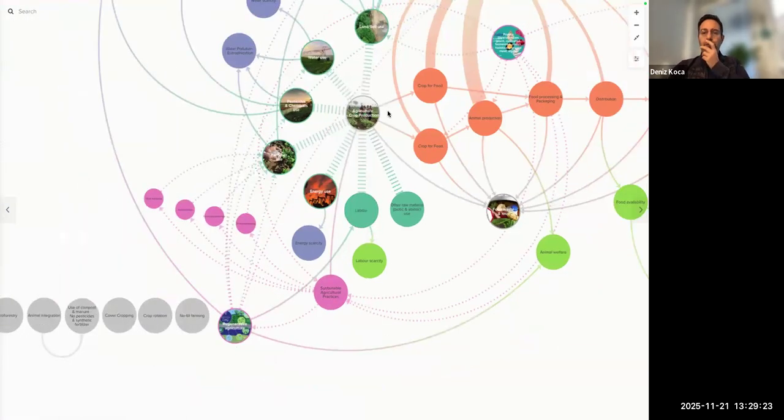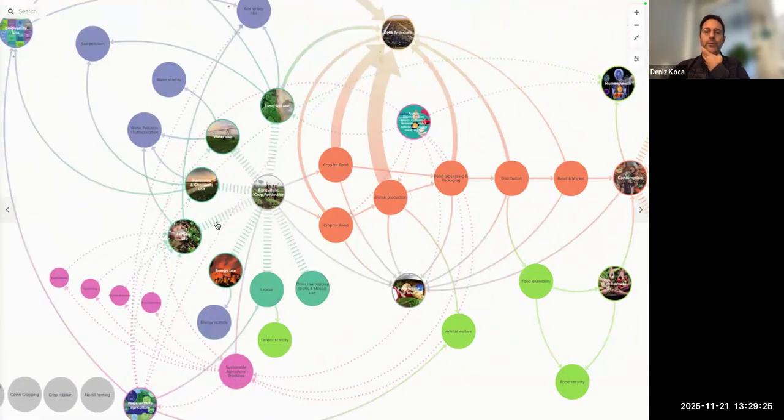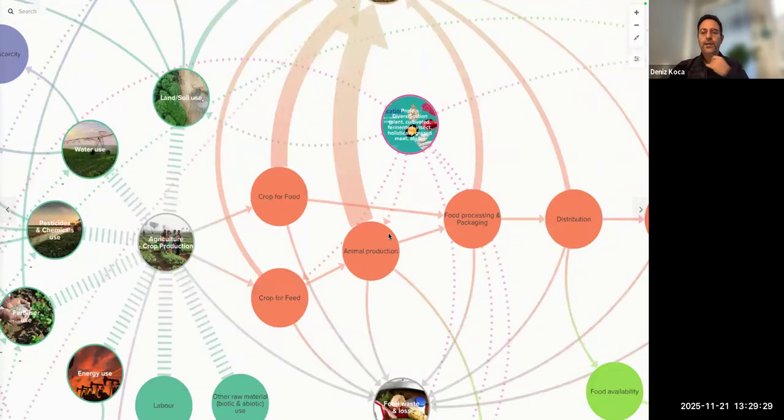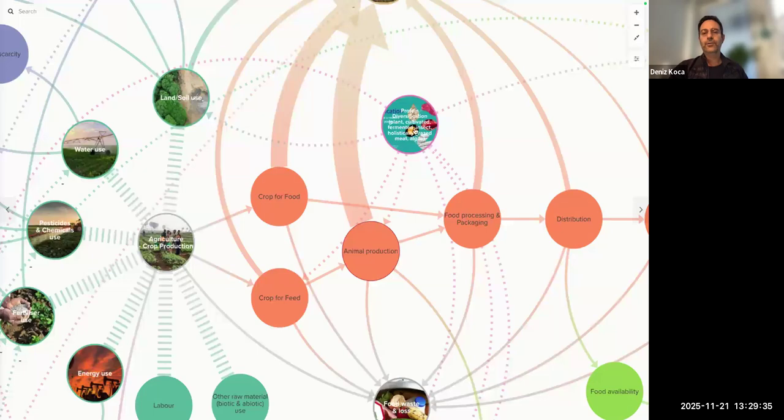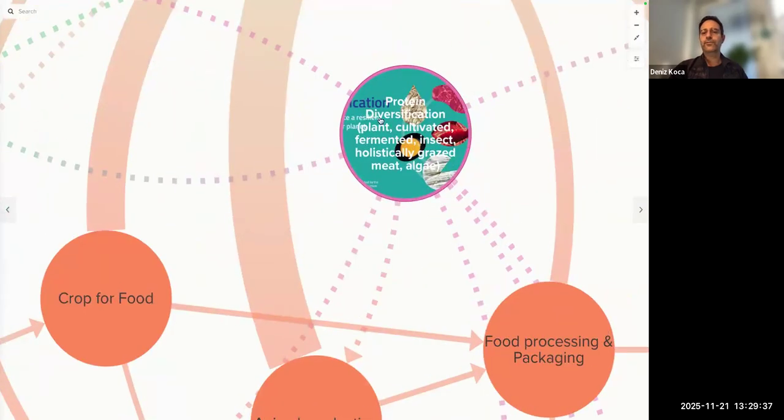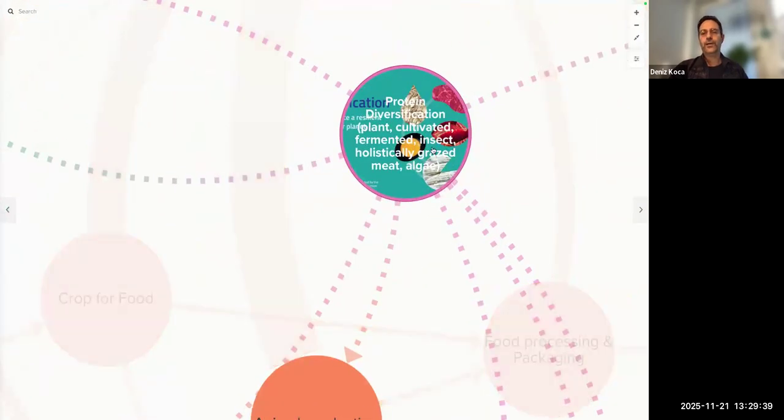So the first leverage point, as I mentioned, is doing the primary production right. But the second leverage point is to reduce this industrial level animal production, which means that we need to diversify our protein sources. There are many different sources of proteins out there.